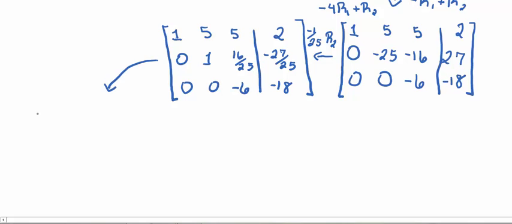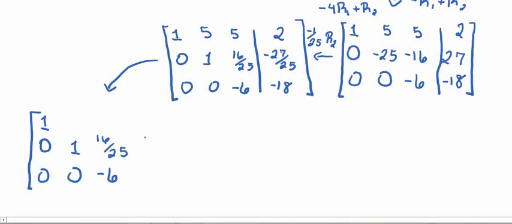Now that we have that, we want to get zeros everywhere else in that column. The third row already has a 0, which is very helpful. So we only need to get a 0 in the first row, second column.